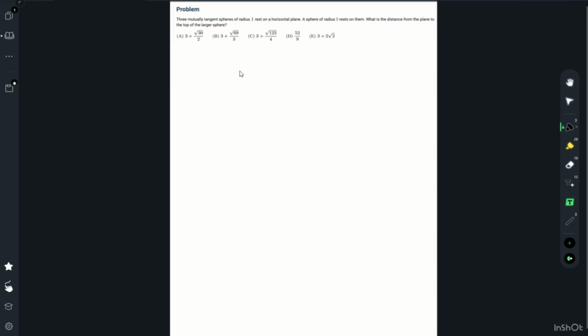Hi guys, today we'll be doing the AMC10 2004A Problem 25. The question is, three mutually tangent spheres of radius 1 rest on a horizontal plane. A sphere of radius 2 rests on them. What is the distance from the plane to the top of the largest sphere?